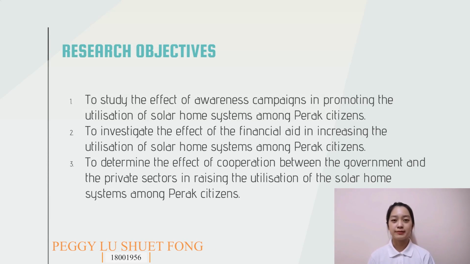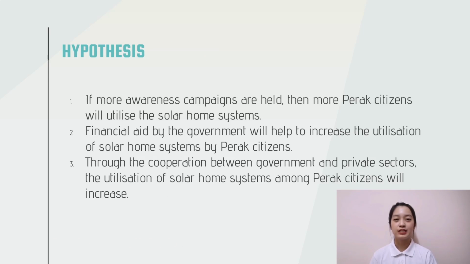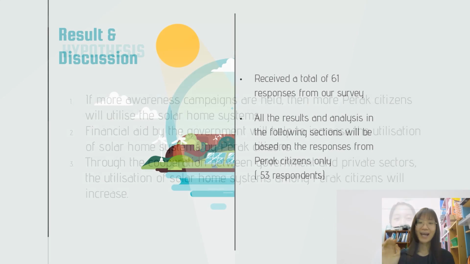In this research, our objectives are to determine the effects of awareness campaign, financial aid, and the cooperation between government and private sector in promoting the utilization of solar home system among Perak citizens. Based on the research objective, our first hypothesis is, if more awareness campaigns are held, more Perak citizens will utilize the solar home system. The second hypothesis, financial aid by the government will help to increase the utilization of solar home system among Perak citizens. And the last hypothesis, through the cooperation between government and private sectors, the utilization of solar home system among Perak citizens will increase.